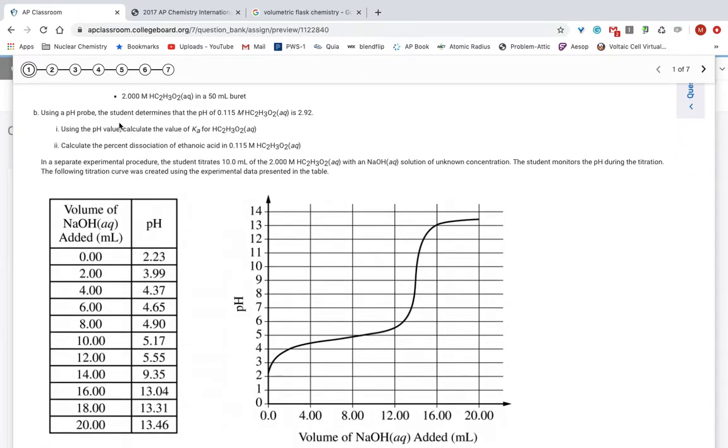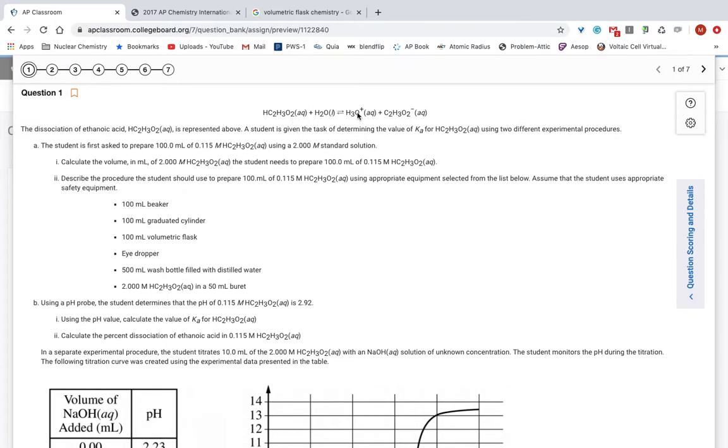Next question here, make this fairly quick because there's not going to be much acid-base stuff this year, but using a pH probe, the student determines that the pH of this 0.115 molar weak acid is 2.92. So remember, we can do 10 to the negative 2.92 to get concentration of H+. So if we go back up here, that gives us concentration of H+ or H3O+, which would also be the same concentration as this. We know the initial concentration of that. So at equilibrium, we now know from the pH, we know these two things.